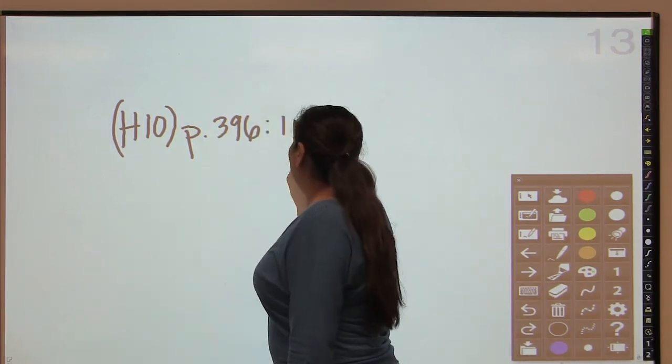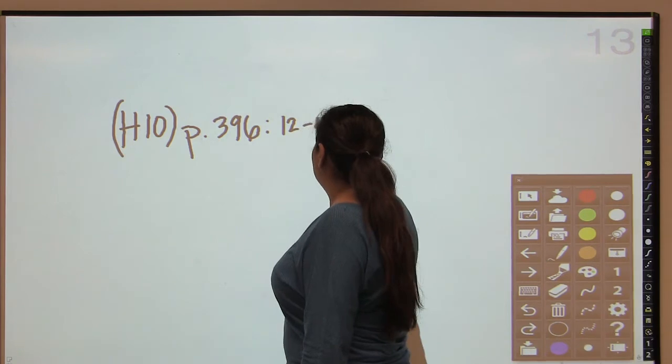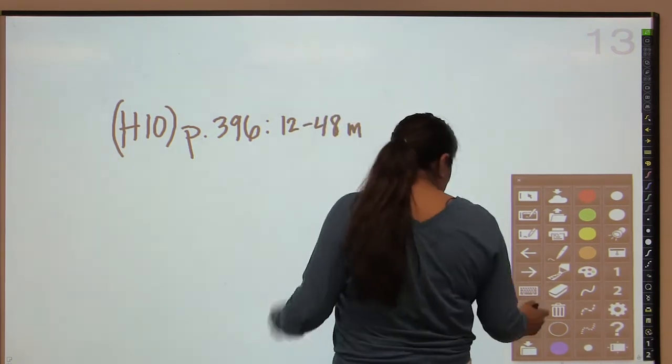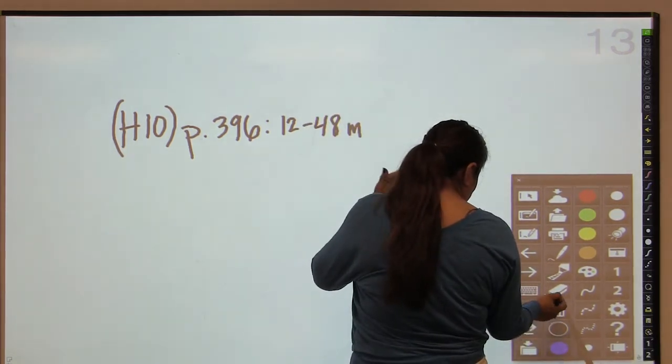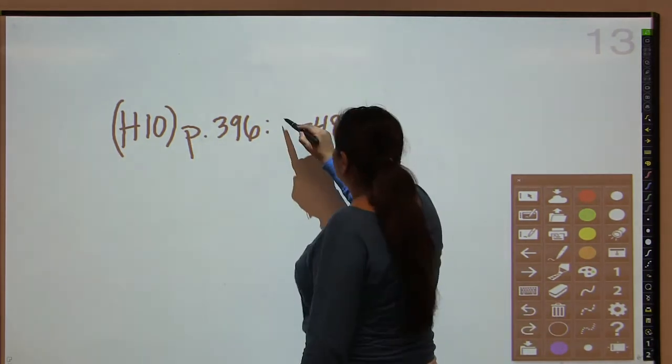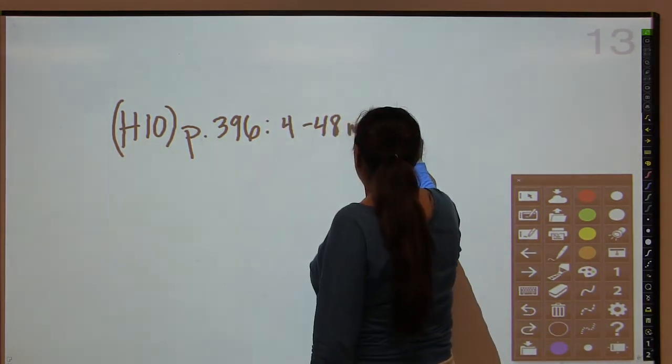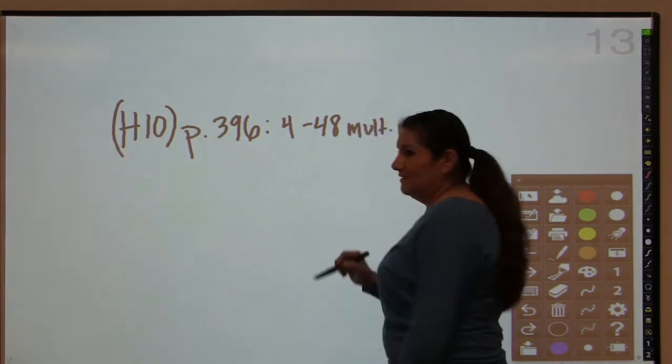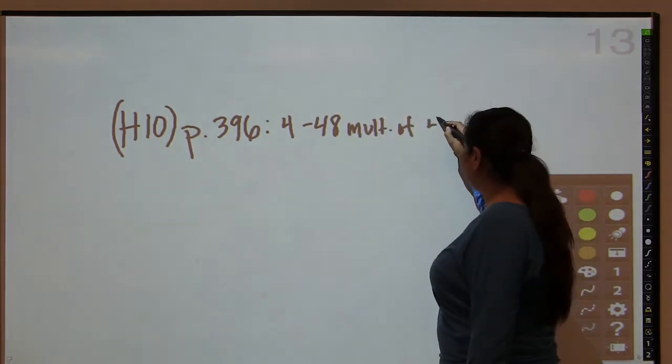396, 12 through 48, multiples, not 12, sorry, 4. I'm thinking 12 questions, but it's not 12. It's 4 through 48. Multiples of, anyone know? 4. You guys are smarty pants.